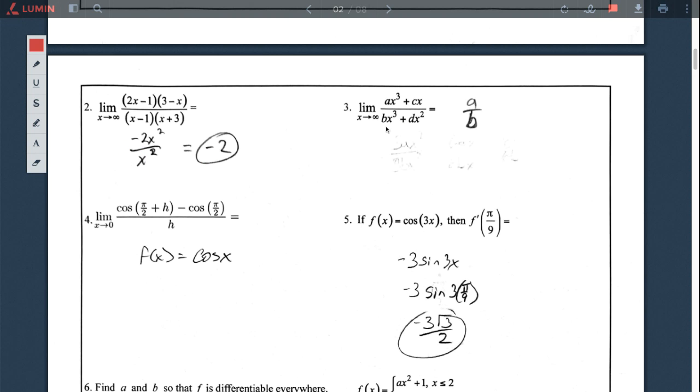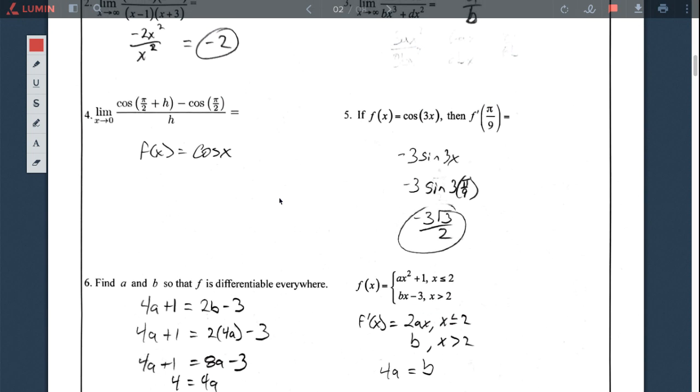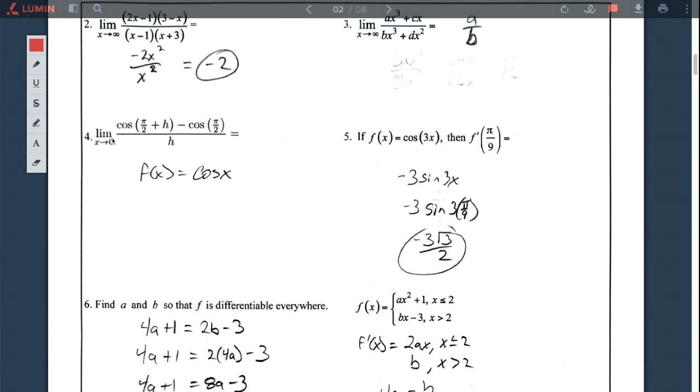Same thing is happening on this one. I'm going to infinity. I've got an x cubed and an x cubed, so I take the coefficients, and it gives me a over b. Looks like I didn't finish 4.